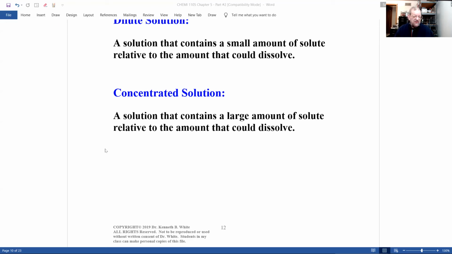in water is 360 grams per 1,000 grams of water. And if you had 300 grams of sodium chloride, or 330, less than the maximum amount, in 1,000 grams of solution, you could call that a concentrated solution.